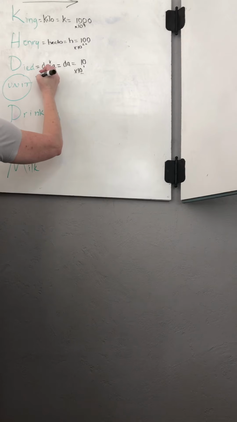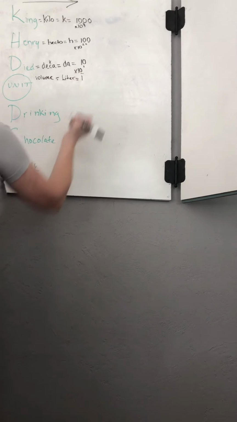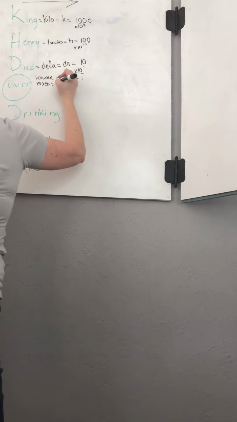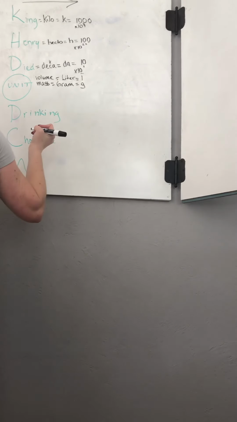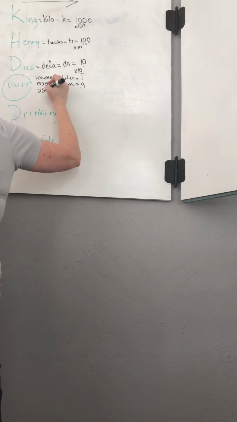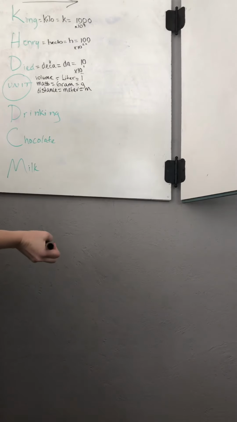So if your unit is volume, it's liter, and that is abbreviated as just an L. If it's mass, what is it, Lily? Gram. What's it if it's distance, Lily? Distance. What's distance? Meter. Hey, all right, and that's M.